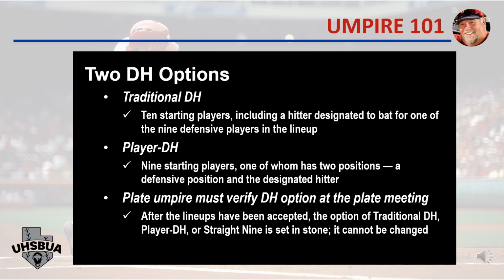And a team that begins the game using the traditional DH cannot later change to the player DH option. The only change that can be made is that a team using one of the 2 DH options can remove the designated hitter from the game, and the lineup reverts to a straight 9.